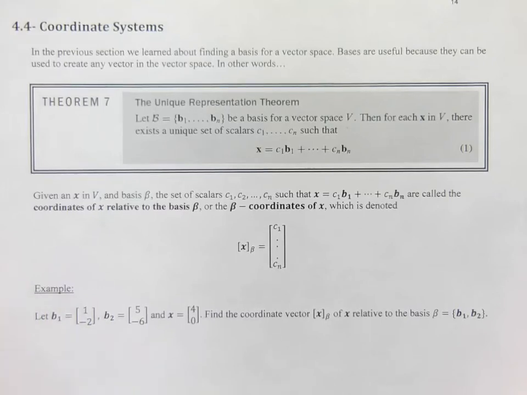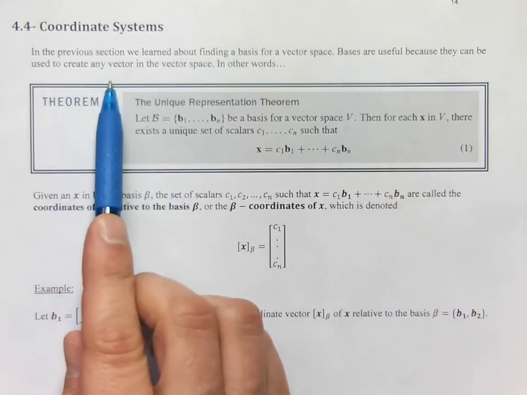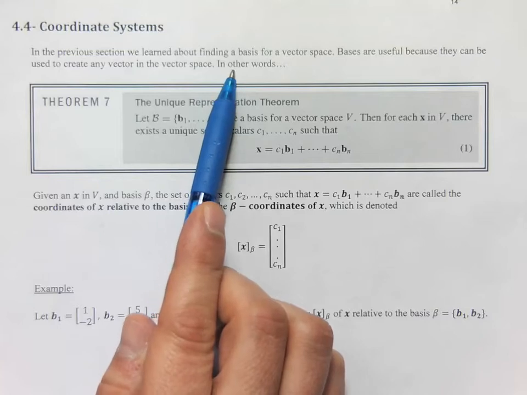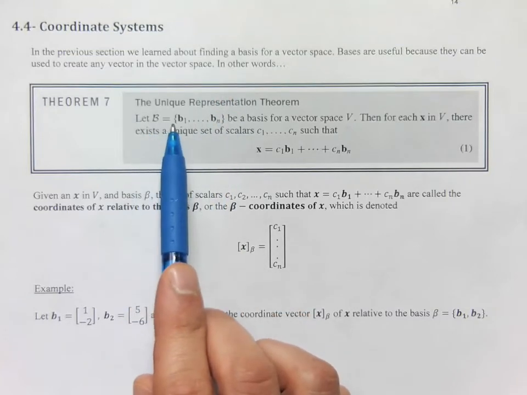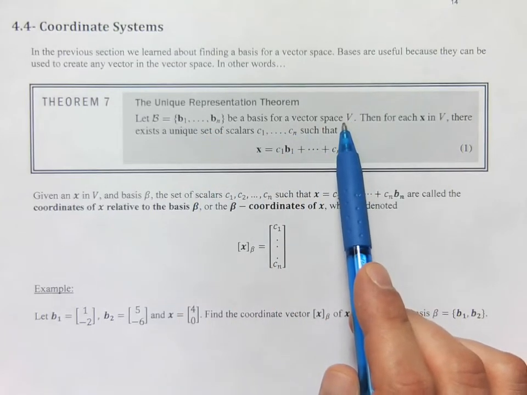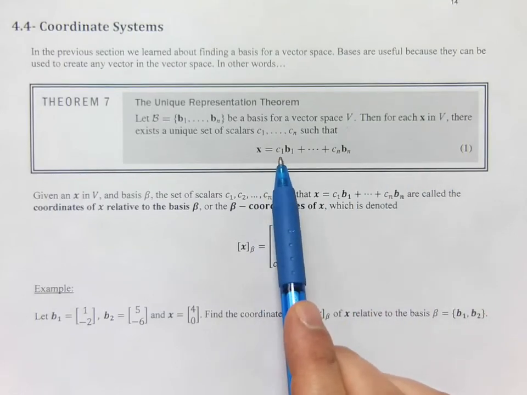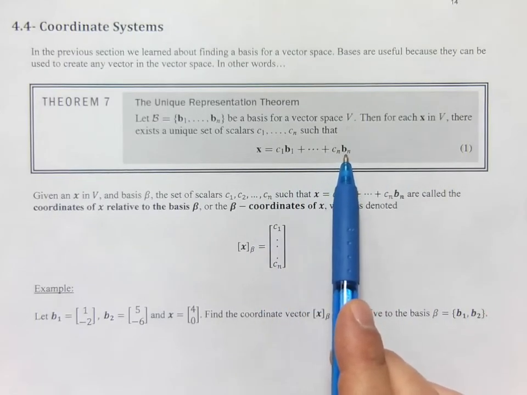In this section we're talking about relating elements in our vector space to our bases using vectors in Rn. We've been talking about vector spaces this whole chapter, and bases are what we discussed in the last section. Bases are useful because you can use them to recreate any vector in the vector space. In other words, if we've got some basis, beta equals b1 through bn, these are the basis elements. If that's a basis for vector space V, then every single vector in V can be written as a linear combination of those basis elements.